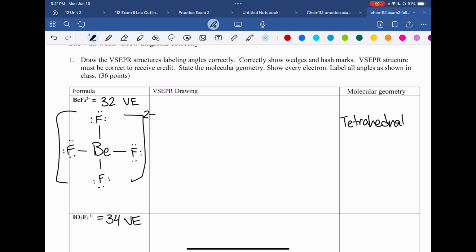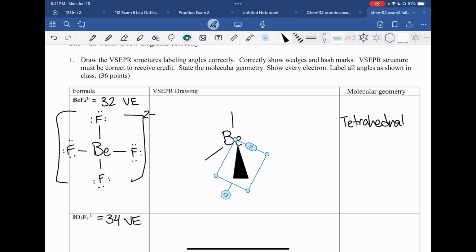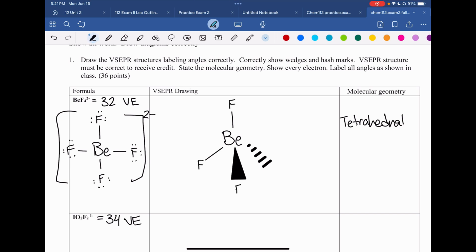Now, you should also know the VSEPR of tetrahedral. You start with your central atom. Now, I have little stickers because I'm cool like that. Put my fluorines. Put the fluorines' electrons. And remember, it is an ion, so put them in brackets.